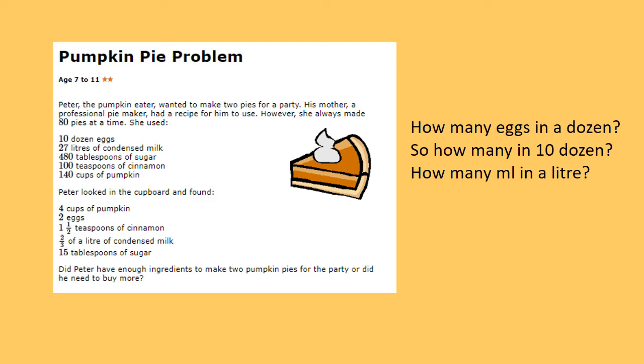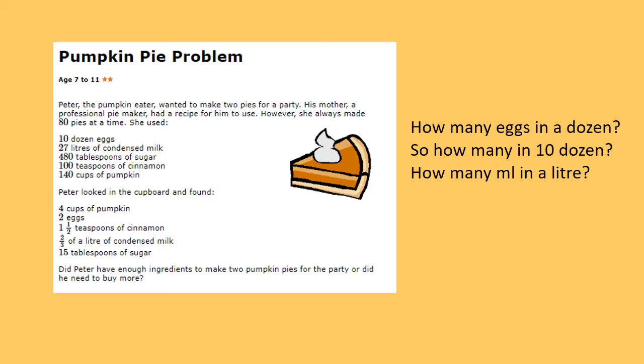cups of pumpkin. Peter looked in his cupboard and found 4 cups of pumpkin, 2 eggs, 1½ teaspoons of cinnamon, 2/3 of a litre of condensed milk, and 15 tablespoons of sugar. Did Peter have enough ingredients to make 2 pumpkin pies for the party, or did he need to buy any more? So first off, let's have a think about some of those measures.